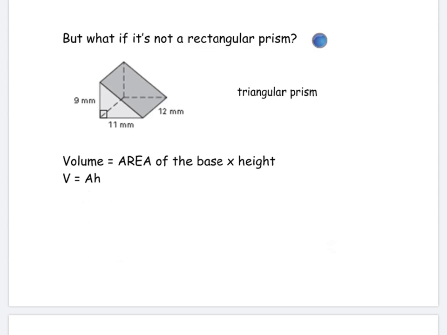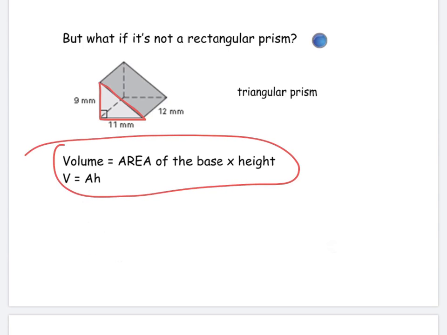Rectangular prisms are easy. However, there are other types of prisms that are not necessarily rectangular. What you see in the picture on the screen is not a rectangular prism. That's a triangular prism. When you look at triangular prisms, you're not necessarily looking at the bottom of it as its base. The figure is laying on its side so you can see the base. So the base is this triangle that I just outlined in red. When you have a triangular prism, or really any kind of prism, the general formula is volume equals area of the base times the height.